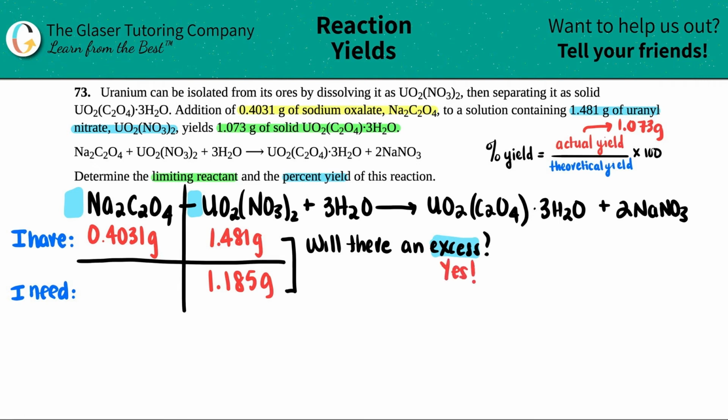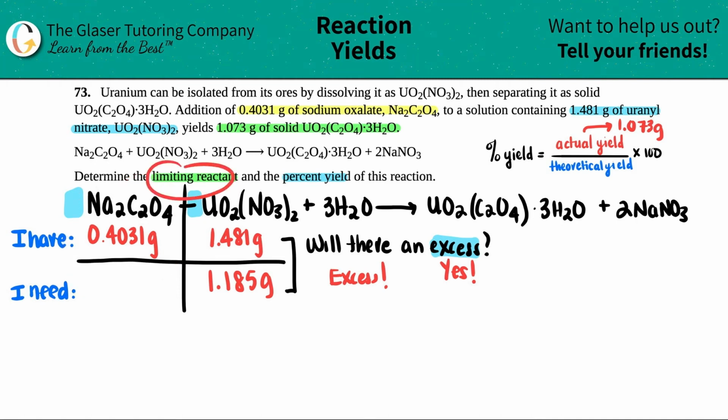And if the answer is yes, that means that this is the excess reagent or the excess reactant. Excess reactant is not the one that gets used up. It's the one that doesn't go to completion. So if this is the excess reactant, what do you think this one is? Yeah, this one is the limiting reactant.